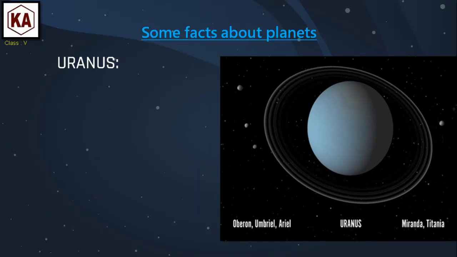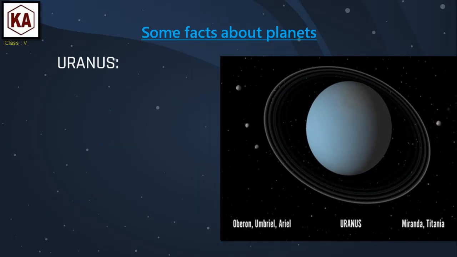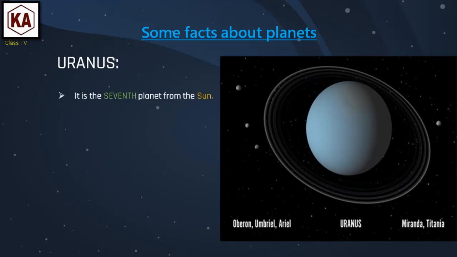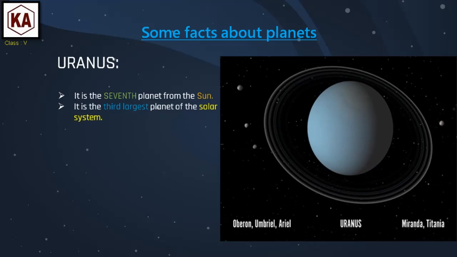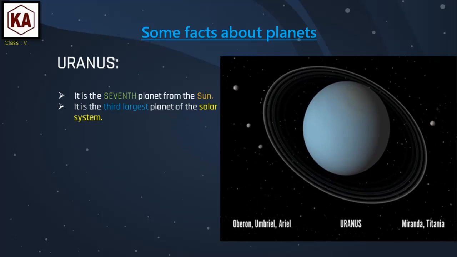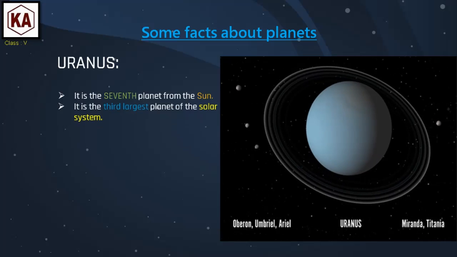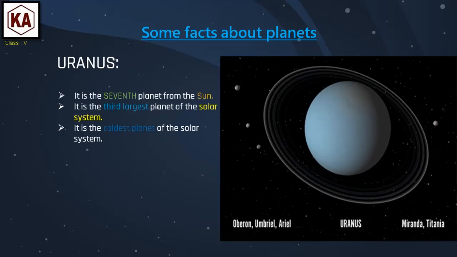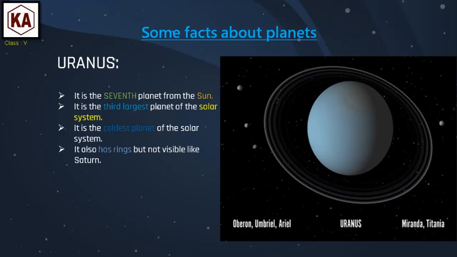Then we have Uranus. It is the seventh planet from the Sun. It is the third largest planet of the solar system. It is the coldest planet. As you can see, it has rings, but they are not as visible as Saturn's.